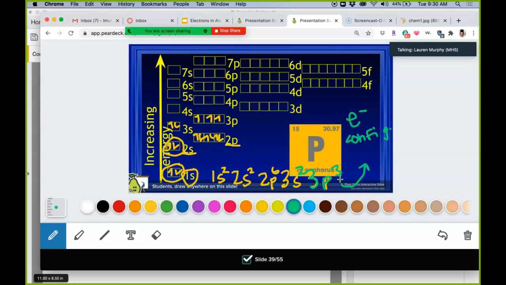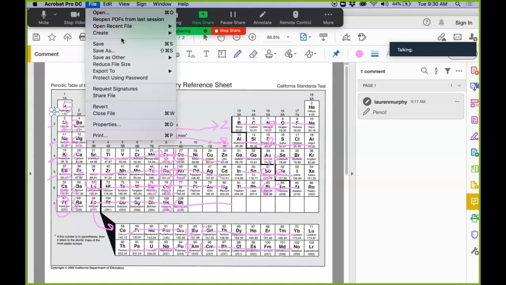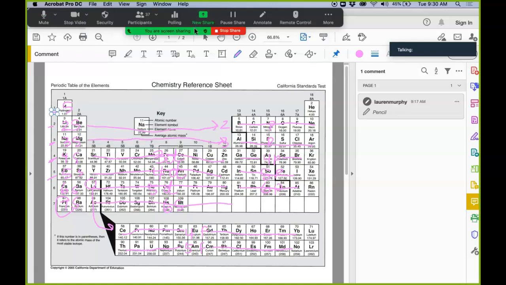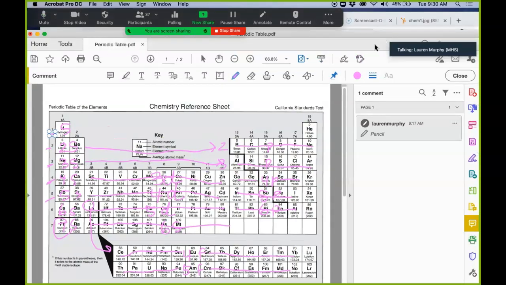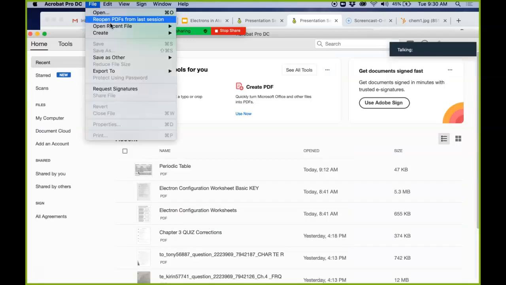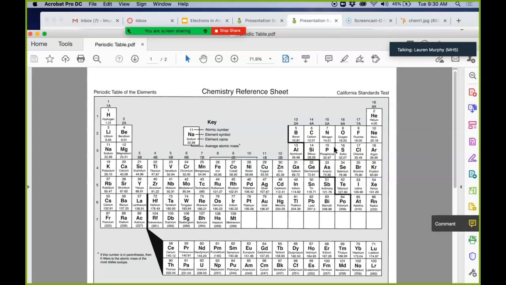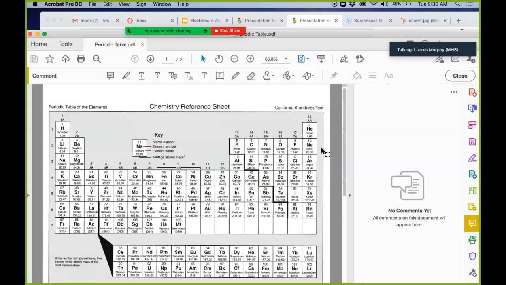Now, here's the cool thing: you don't need orbital notation to do electron configurations. All you really need is the periodic table. You need to know what block they are. So, let's go back to my periodic table. All right, look at phosphorus. It is located right here.